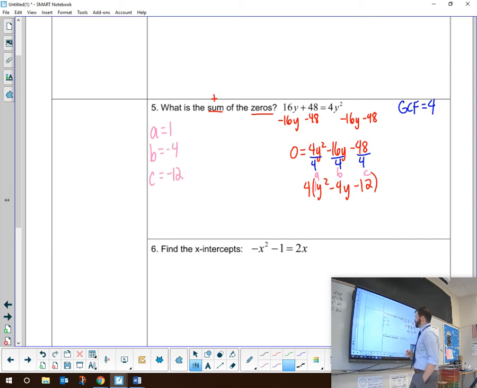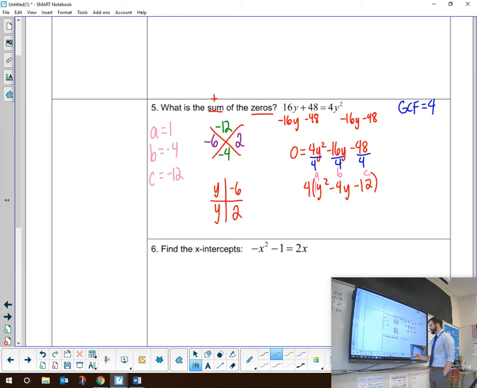C is negative 12. So, whenever I do my x and my plus, here's my x, here's my plus. On top of my x goes a times c, so negative 12. On bottom goes b, so negative 4. And so my two numbers are going to be negative 6 and 2. Negative 6 times 2 is negative 12. Negative 6 plus 2 is negative 4. All right, then we go ax. So remember my a is 1. It is not 4. So we're going to go 1y minus 6 plus 2.